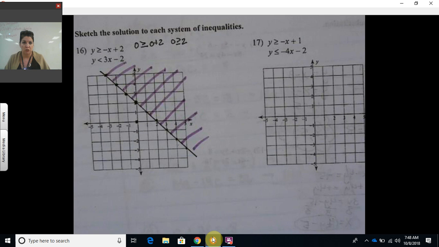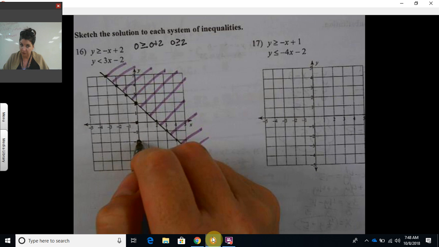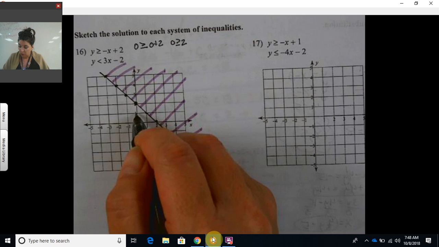Nope, stretching. All right, on the other one, y is less than 3x minus 2. My y-intercept's at negative 2. My slope's positive 3 over 1. So rise of 3, run of 1, and it's positive, so I go to the right.